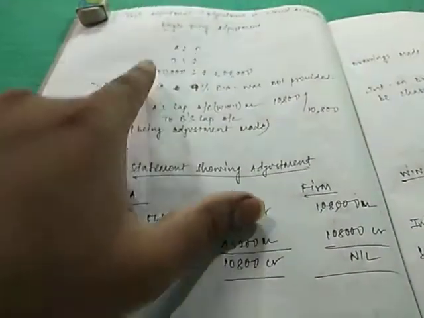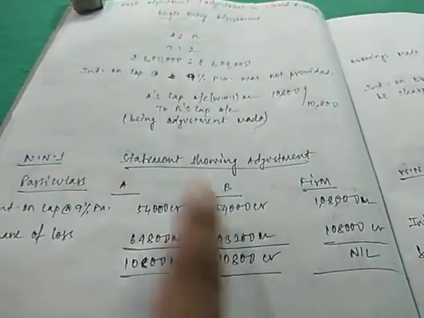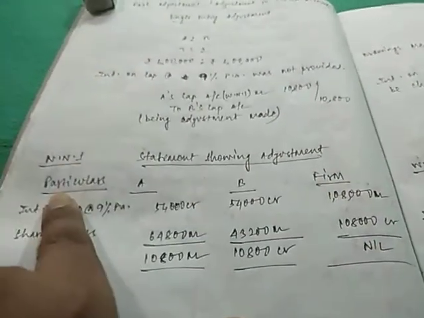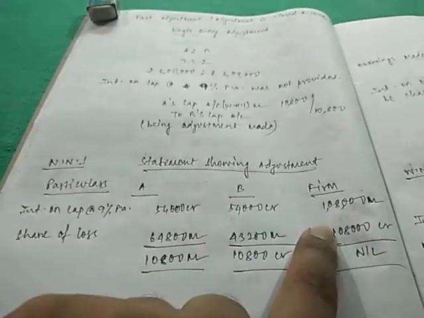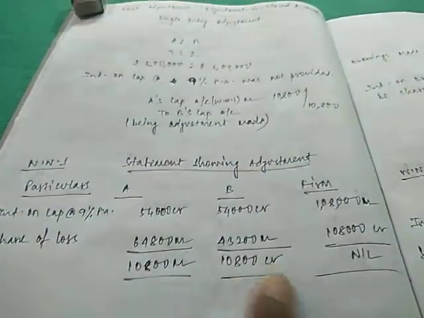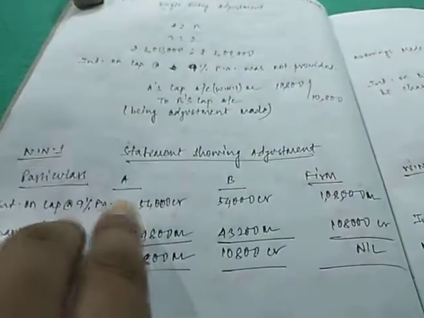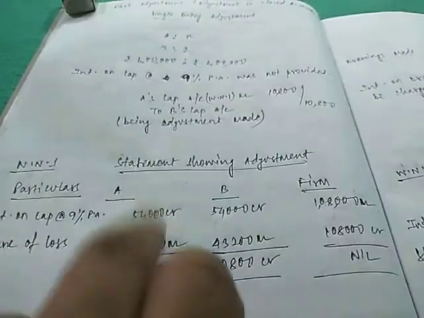Here, since there are two partners, we'll make columns for the two partners A and B. You'll make one column for the firm and one for particulars. So in total you need to make 4 columns since there are two partners. If there were 3 partners, you would make 5 columns: particulars, A, B, C and then firm. Now we have only A and B, so particulars, A, B and firm. We have made 4 columns.